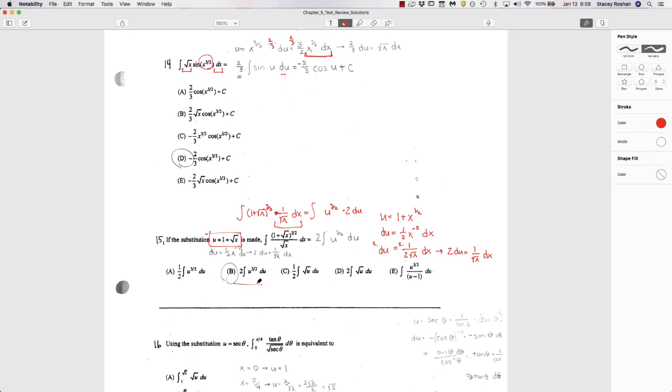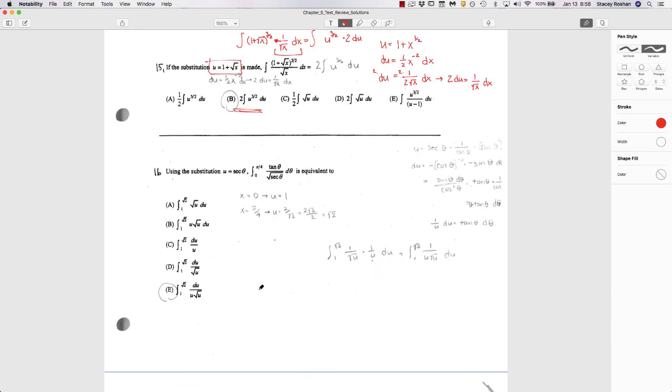So I might give you a problem like this on your test, and I would just ask you, if the substitution is made, then rewrite it, okay? And you would just leave your answer like this as your final answer. Just rewrite it with the substitution as opposed to an evaluate type question.